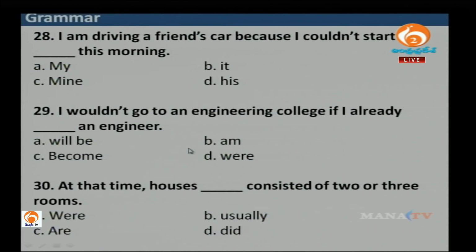Number 30. At that time, houses dash consisted of 2 or 3 rooms. How did houses were consisted? No, houses usually consisted of 2 or 3 rooms, because I'm talking about some time in the past.